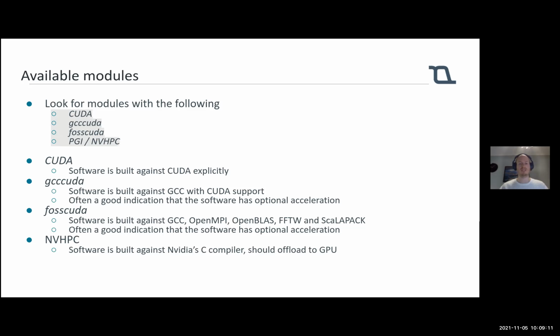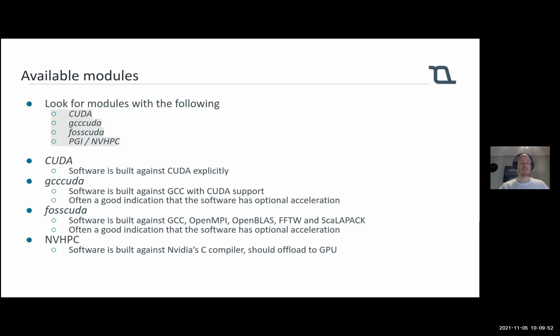It should be quite easy. If you see GCC CUDA, that means that the software is built against GCC and CUDA. That tends to indicate that the software can optionally offload. So you will see a lot of the larger software packages, such as Gromacs and Gaussian, either have GCC or GCC CUDA as their toolchain, because both of these softwares are conditionally required to support CUDA. They don't have to have a GPU to actually function, but they can function with the GPU as well.